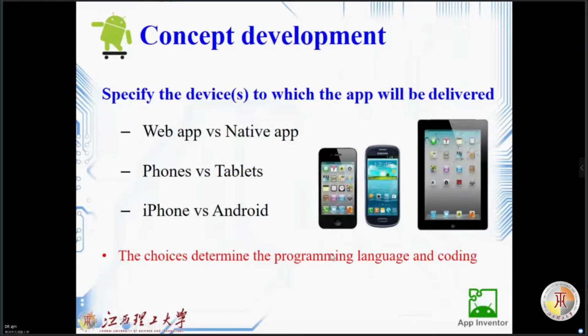If the display is big and you have less text, it means that the face of your app is not complete. Or if you put lots of text and your screen is small, then this is another problem which we don't know what to do about. The choice determines the programming language and coding. Which one will we use, Android or iPhone, phones or tablets, web apps, and native apps?